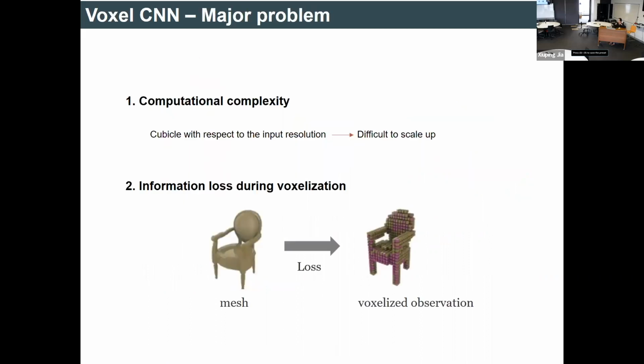As the input resolution increases, the complexity grows cubically. So the challenge is that we will have very high complexity in terms of computation and storage, which are cubic with respect to the input resolution. So many papers use lower resolutions, such as 30 by 30 by 30 discrete voxels, to have a reasonable computational complexity. But the problem is that this introduces huge information loss, which we don't want.